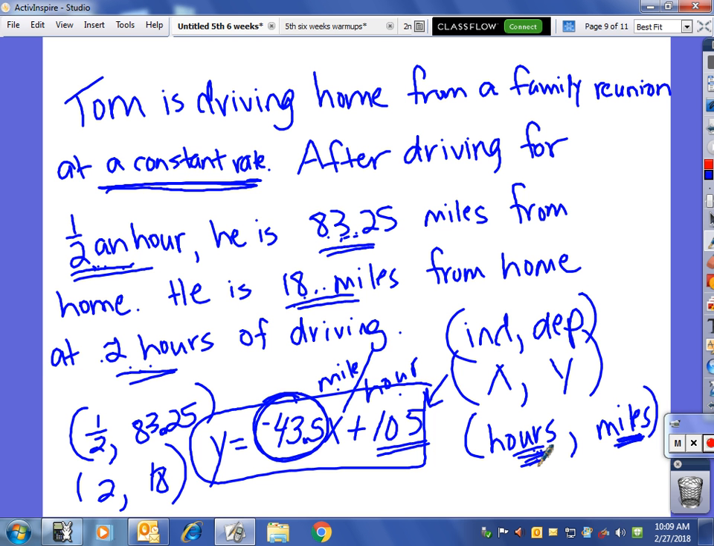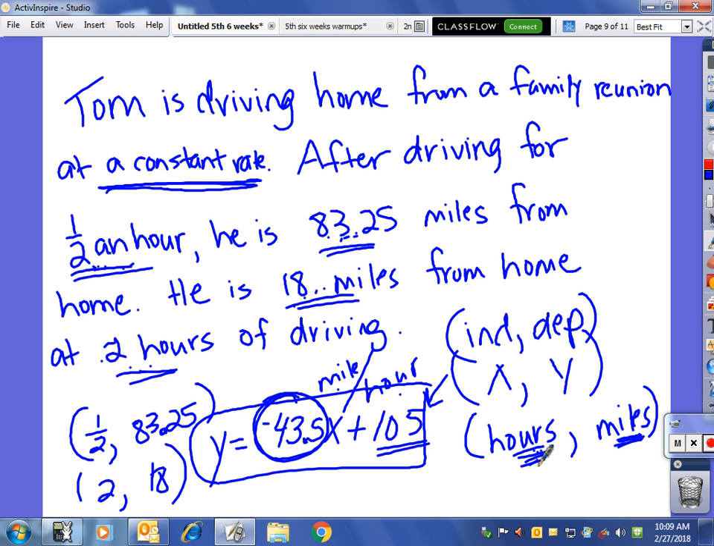How long it takes him to get home? What am I asking you for there? I'm asking for hours when the distance is what? 0. I'm asking for the x-intercept. Find the x-intercept. And it's not a nice number. Just give me 3 places after the decimal. But understanding the significance of the slope, the x-intercept, and the y-intercept, those are 3 things that they love to ask about.